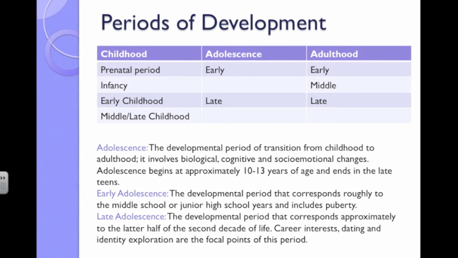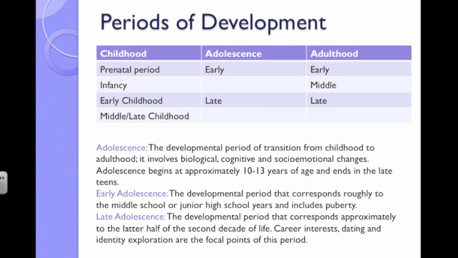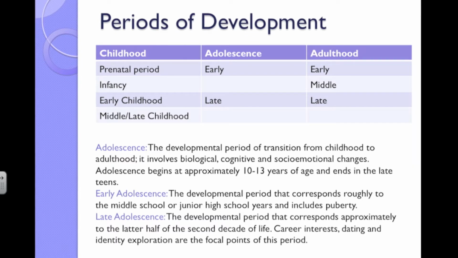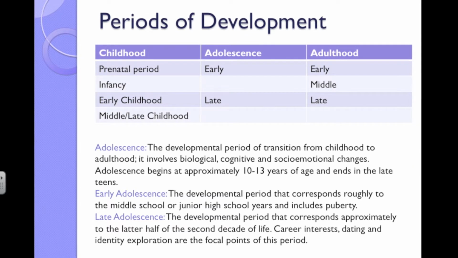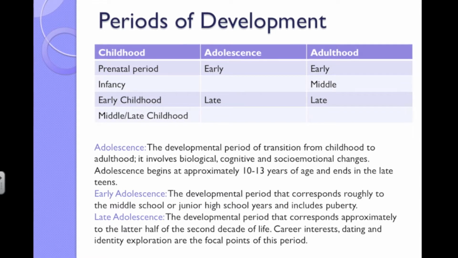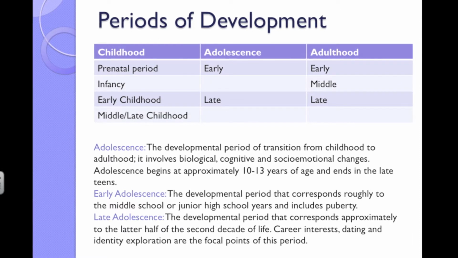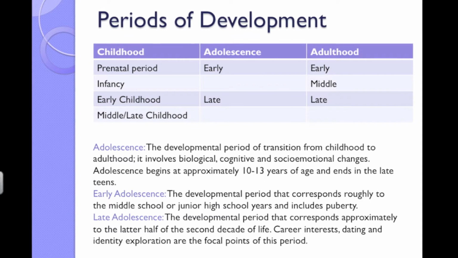Let's briefly explore the developmental periods that occur in childhood, adolescence, and adulthood. As this is a course on adolescent development, we will briefly outline childhood and adulthood. However, remember to pay close attention to the information on adolescence. Childhood includes the prenatal period, infancy, early, middle, and late childhood. The prenatal period is the time from conception to birth. Infancy extends from birth to somewhere between 18 and 24 months.